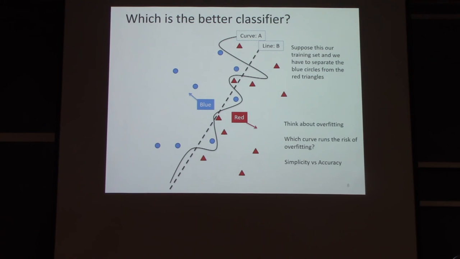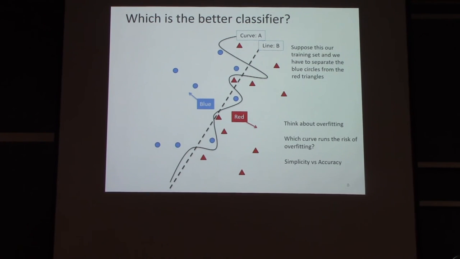B is better in the following sense. If I were to argue that B is better, look at this picture. It separates out every blue dot from every red triangle. So B clearly has zero training error. A clearly has zero training error. So A is perfect. Is A even possible using machine learning? Yes. But even if A were possible using machine learning, would I even want it? I would not want it because it runs the risk of overfitting.